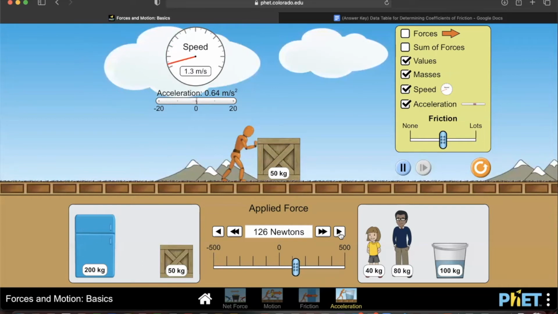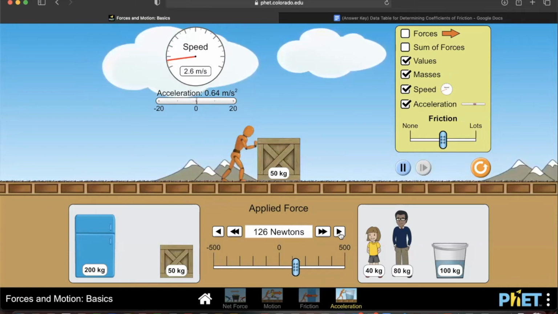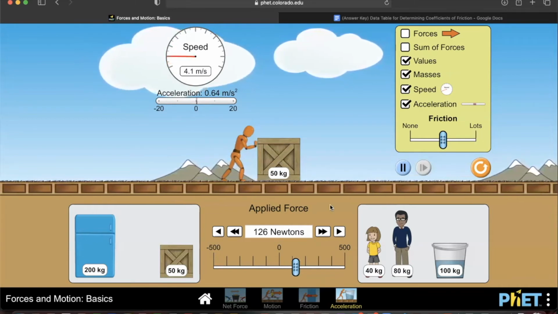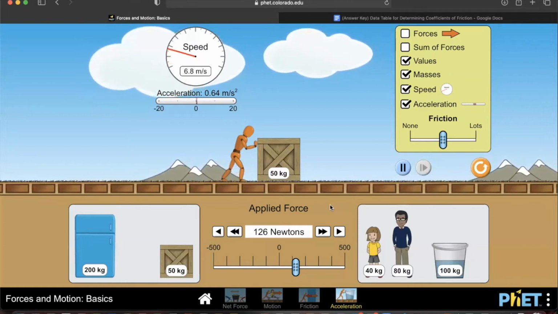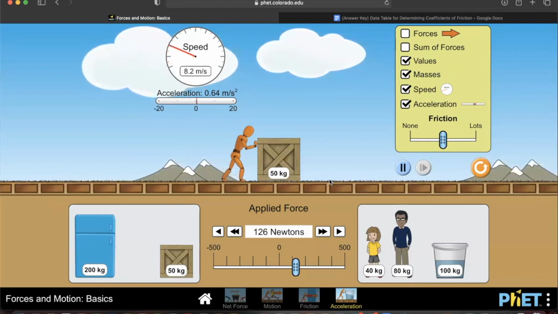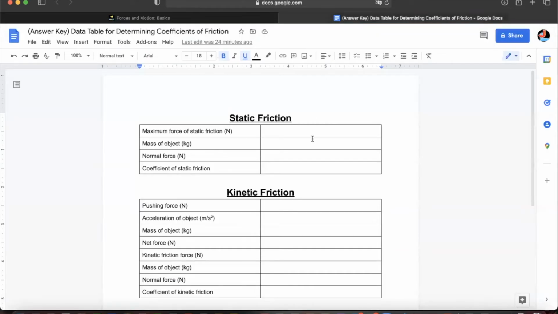All right, so at 126 newtons, we see that the box starts moving. So that means that the maximum force of static friction is somewhere between 125 and 126. We can just approximate and put 125. If you put any other value between 125 and 126, that's also acceptable.